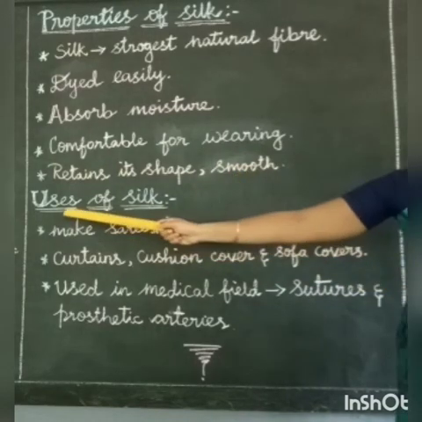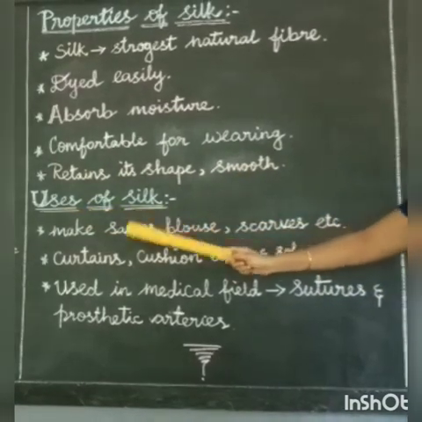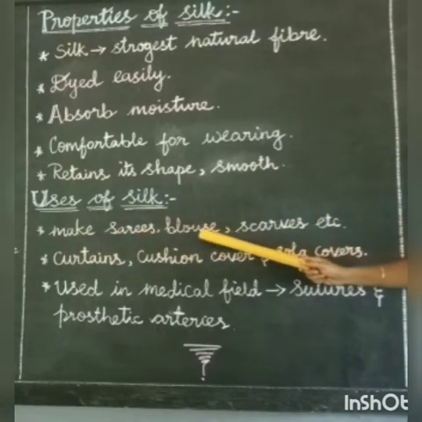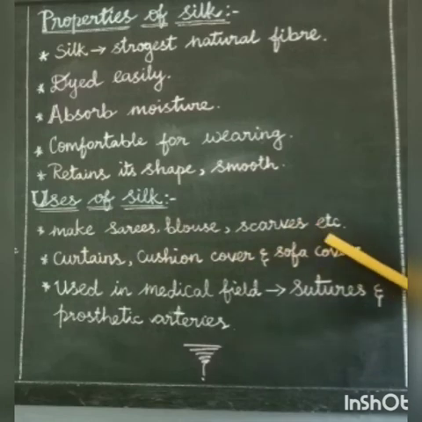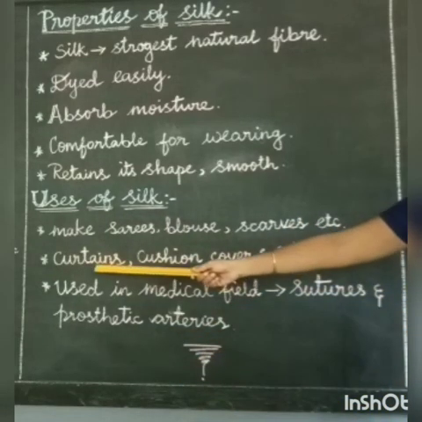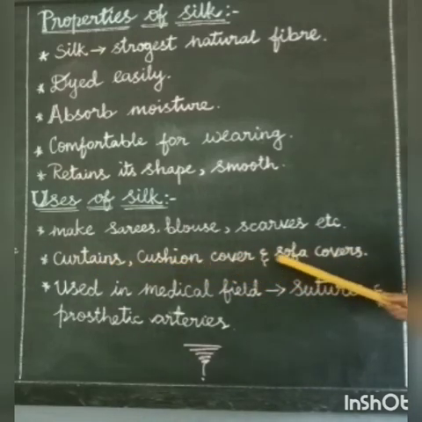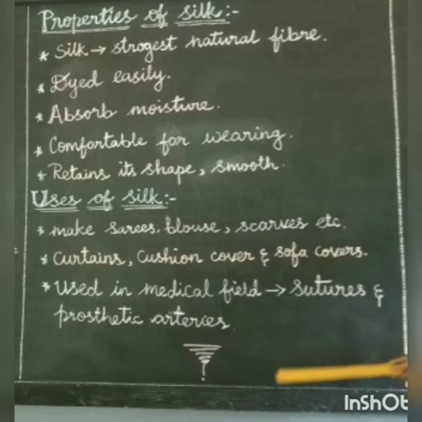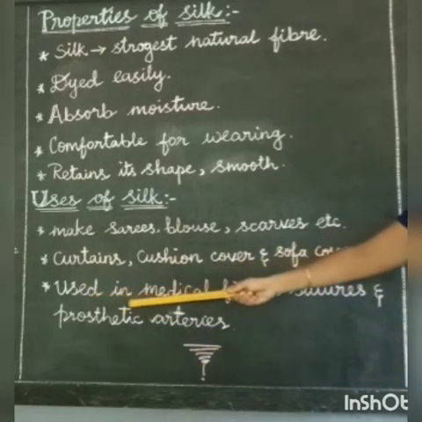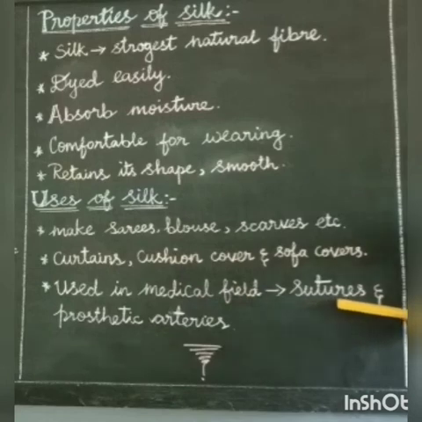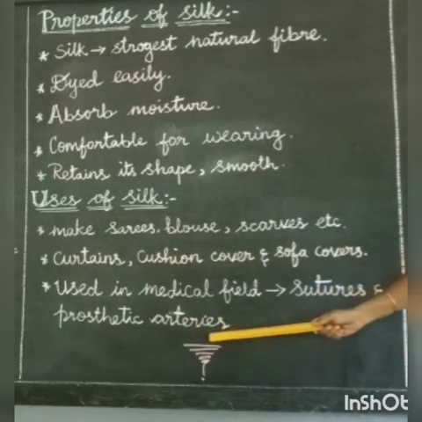Next we see uses of silk. Silk is used to make saris, blouses, scarves, pants and ties. It can also be made into curtains, cushion covers and sofa covers. It is also used in the medical field, for sutures and prosthetic arteries.